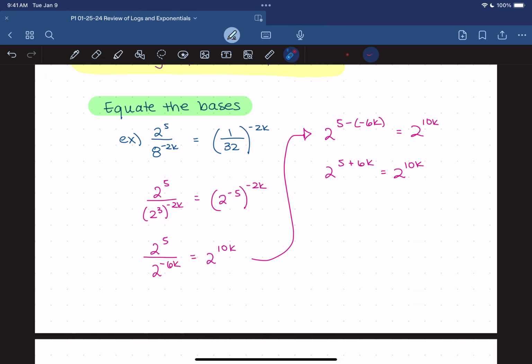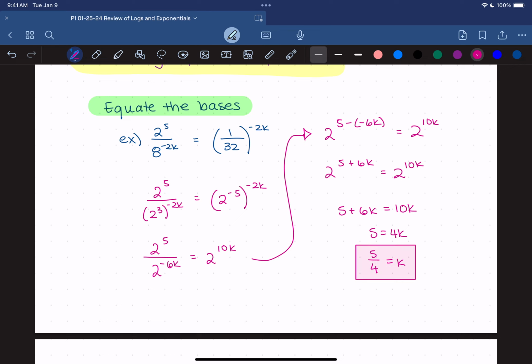And once I have 2 to a power equals 2 to a power, the bases are equal, so the exponents have to equal. So we have 5 plus 6k equals 10k. And now we have a super simple equation to solve. Subtract 6k from both sides and divide by 4, and we have k is equal to 5/4.